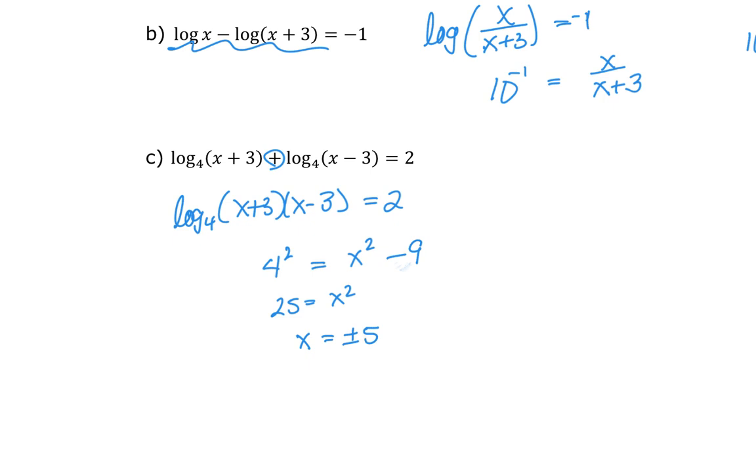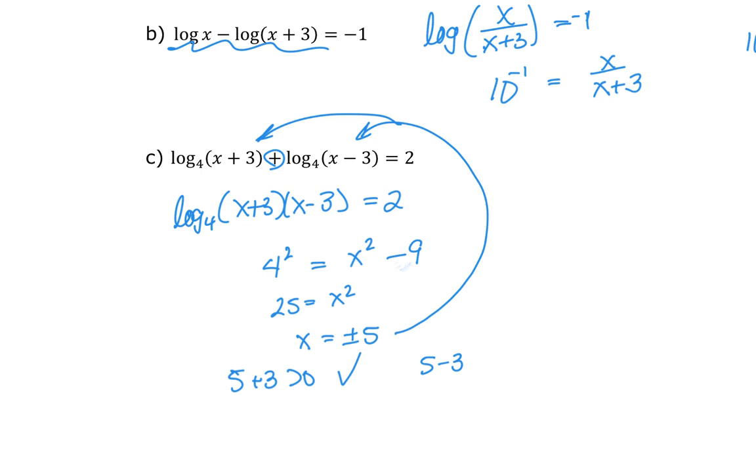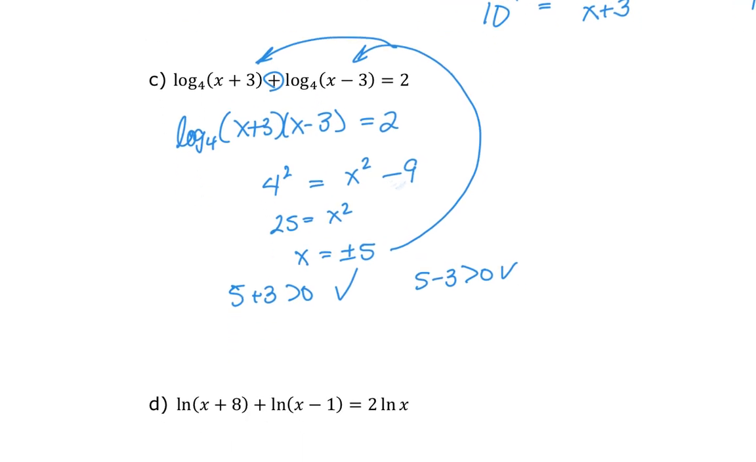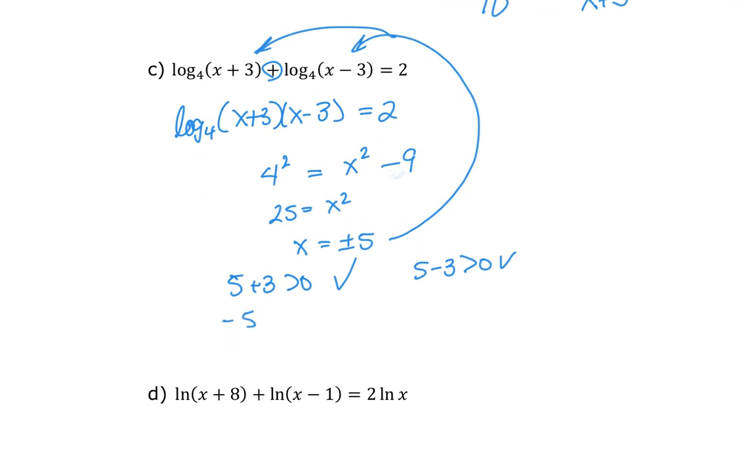Now, if I put in plus 5 here and here, I have 5 plus 3, which is greater than 0, so we're good there. And I have 5 minus 3, which is greater than 0, so we're good there. However, when I do negative 5 plus 3, this is less than 0, so it's not going to work. So my only solution is positive 5.